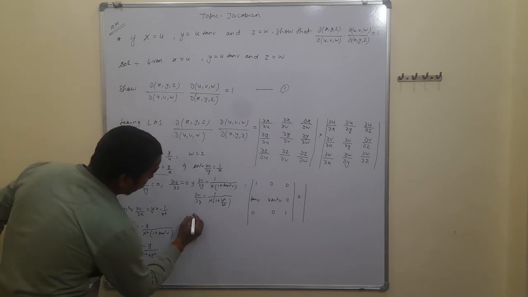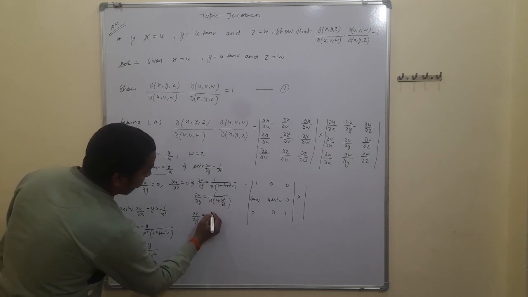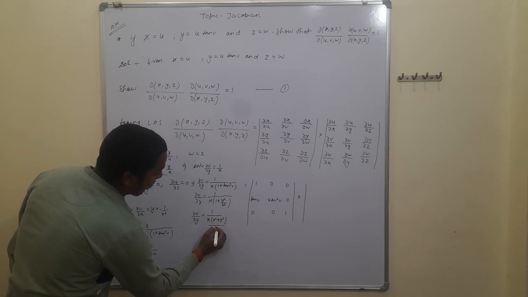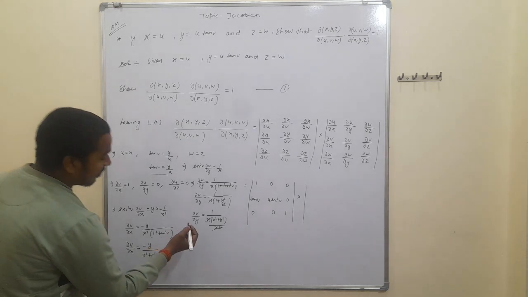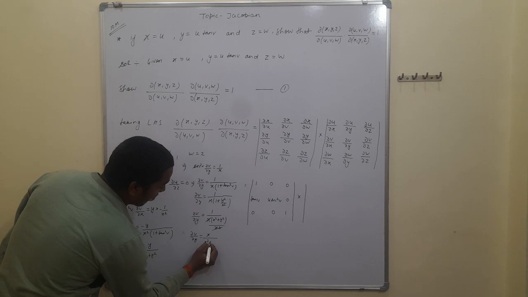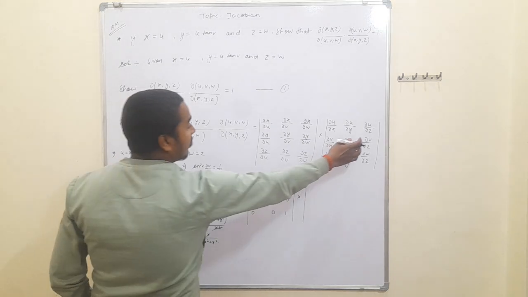Further we have to solve, that is del v upon del y is equal to, taking LCM here, 1 upon x and x square plus y square upon x square. From x square to x is cancelled, remaining is del v upon del y is given by x upon x square plus y square. Further we have to find del v upon del z.